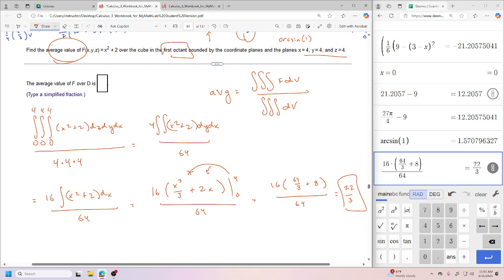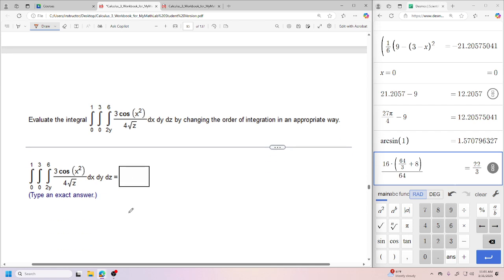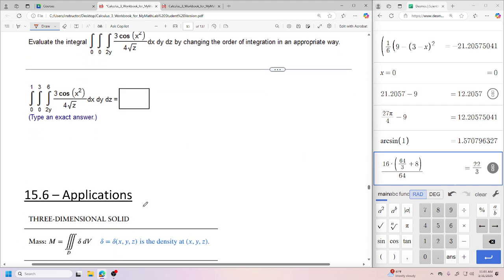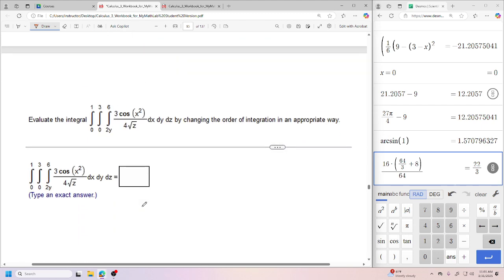Good, good. All right. Sweet, I love easy problems. Oh, at least they just tell you. Oh, change the order of integration. Okay, yeah, this is perfect. Let's just talk about this one. Let's kind of just chill out with this.